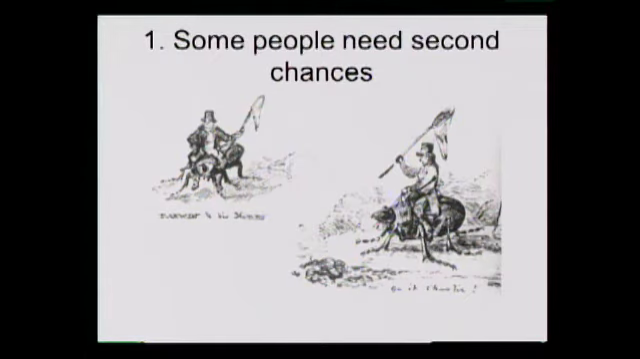All right, so the first lesson: some people need second chances. Some people take a while to get started in life. And this is a theme you see quite a bit in the history of science. Maybe the most famous example is Einstein.